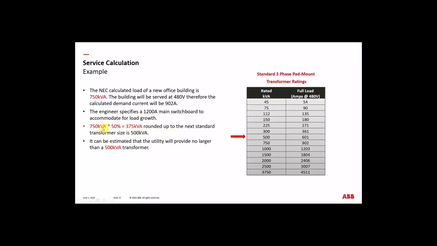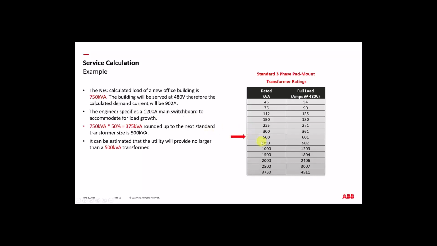So now I'm going to take that number, 750, my NEC calculation, cut it in half, 375. I'm going to say, okay, 375 is what the utility thinks they have to supply. So now I'm going to round that up to the next standard size transformer, that's 500. So now you can be fairly certain that the utility will provide no larger than a 500 kVA transformer for your 750 kVA service.